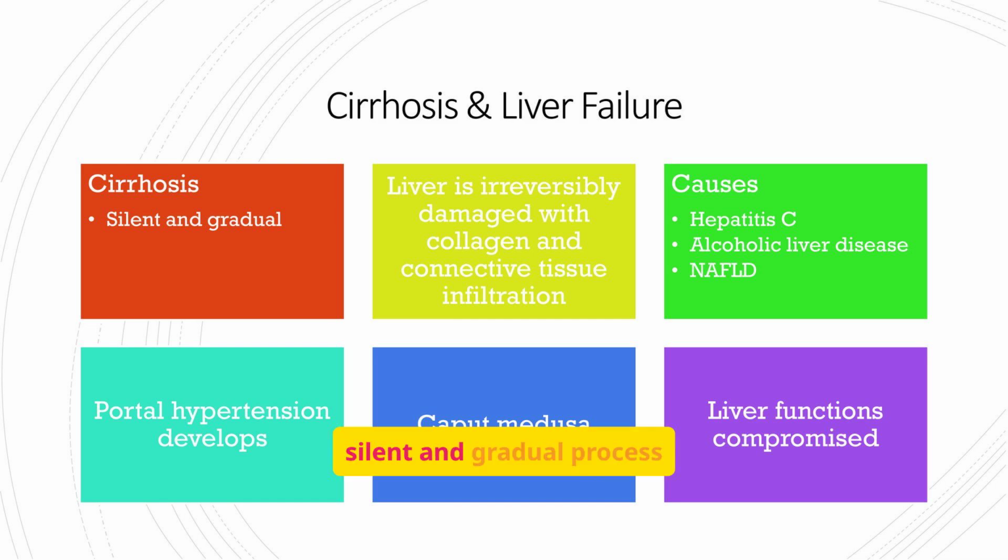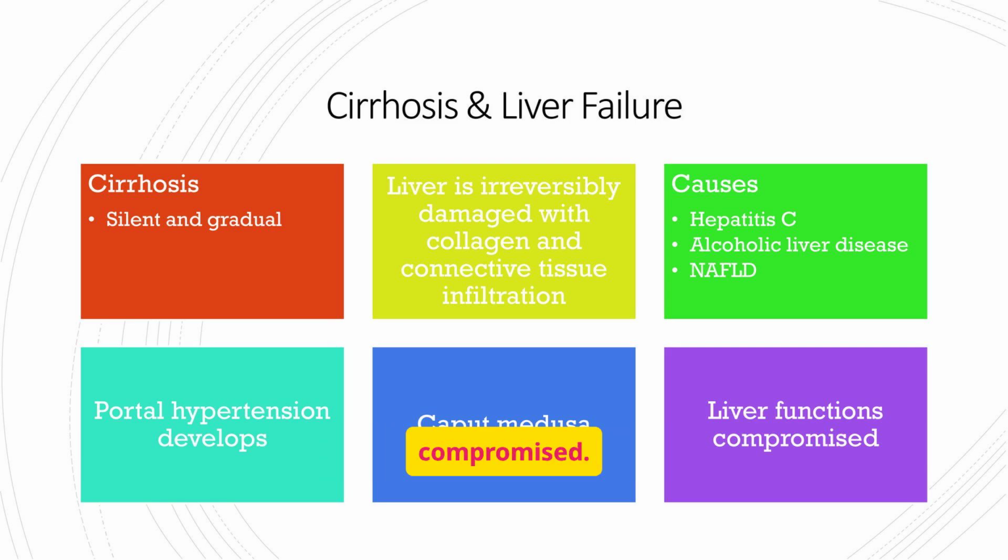Cirrhosis is a silent and gradual process where the liver is irreversibly damaged with collagen and connective tissue infiltration. Causes include hepatitis C, alcoholic liver disease, and NAFLD. Portal hypertension develops, leading to caput medusa.